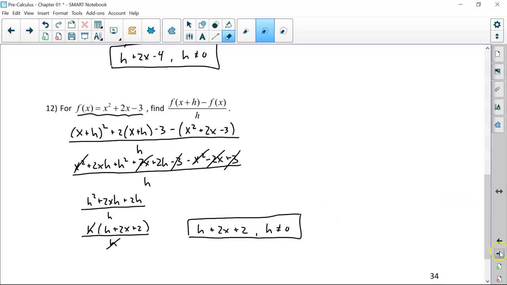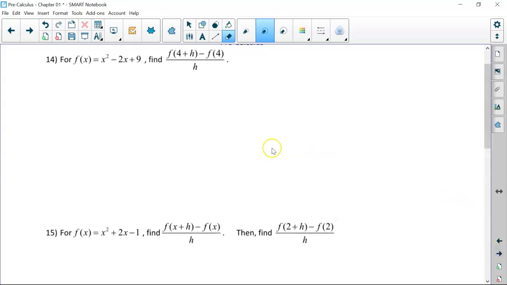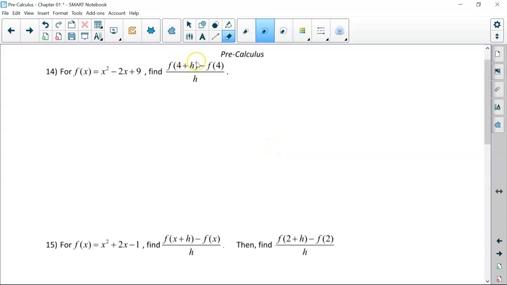Problem number 14, excuse me, numbering got messed up. So here it's a little bit different. We're looking at 4 plus h. We're actually given a value for x. So we're still going to do the same thing. It's going to be, instead of x squared, 4 plus h squared minus 2 times 4 plus h plus 9, minus f of 4. So minus quantity. Now we're replacing x with 4, so it's going to be 4 squared minus 2 times 4 plus 9, all divided by h.